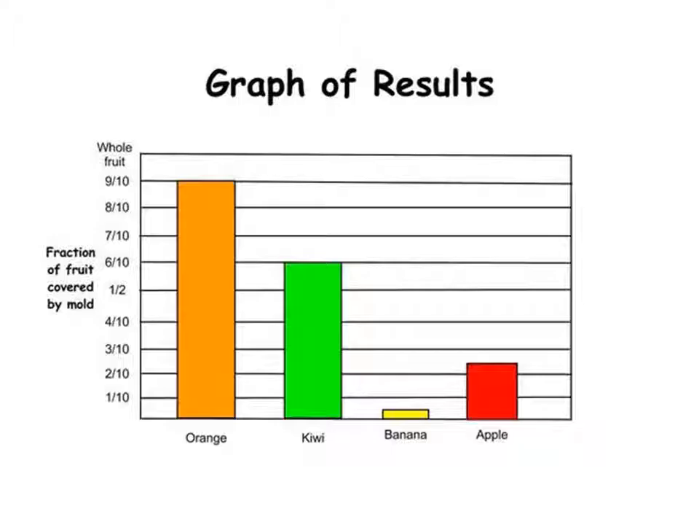In this graph, you have the different fruits on the x-axis, and then you have the fraction of fruit covered by mold on the y-axis. So in the oranges, 9/10 of the oranges were covered with mold after that time, 6/10 of the kiwis, less than 1/10 of the bananas, and about between 2 and 3/10 for the apple. So in this one graph, you show the results of an experiment, and you would know that oranges get moldy much quicker and to a greater extent than bananas.